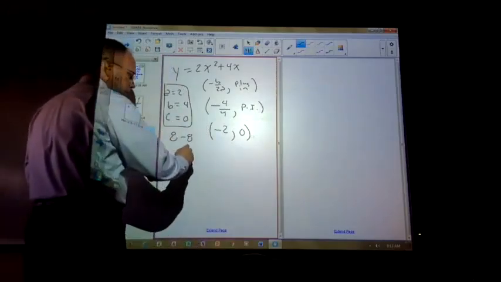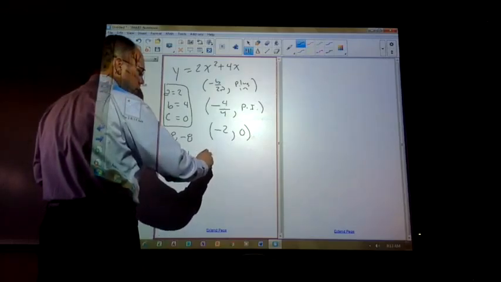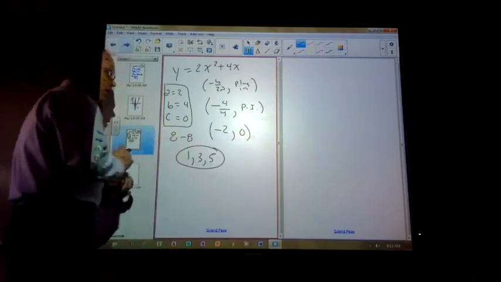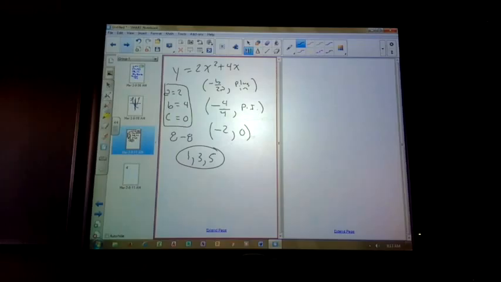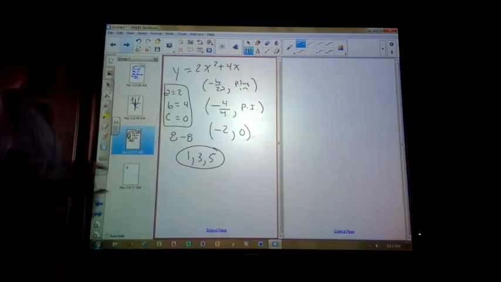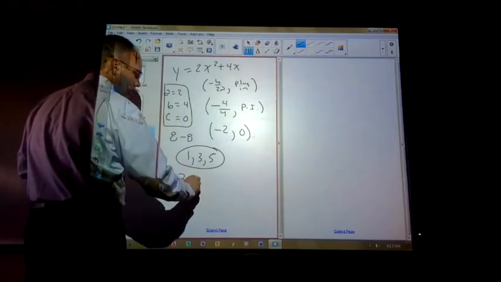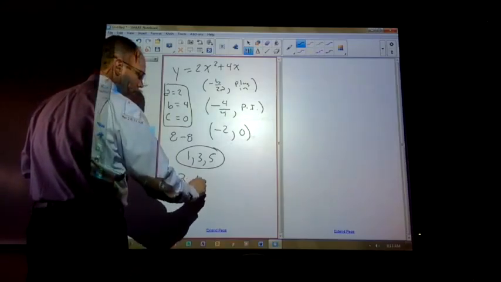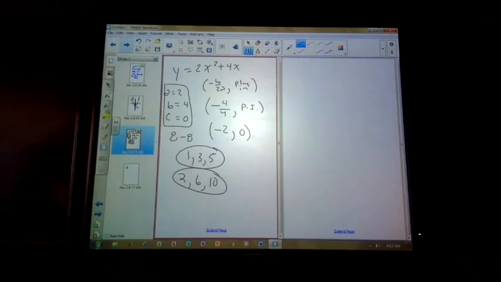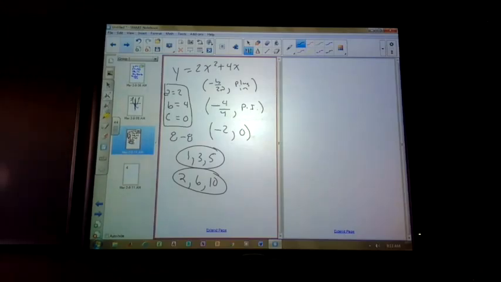So let's think about this. My 1, 3, 5 will work, but what's my a value? 2. So I'm going to change my 1, 3, 5 to this. Why do you suppose I did that? It's 2, so I'm going to grow at a scale factor twice as fast now, because my x squared value, my a value, is 2.